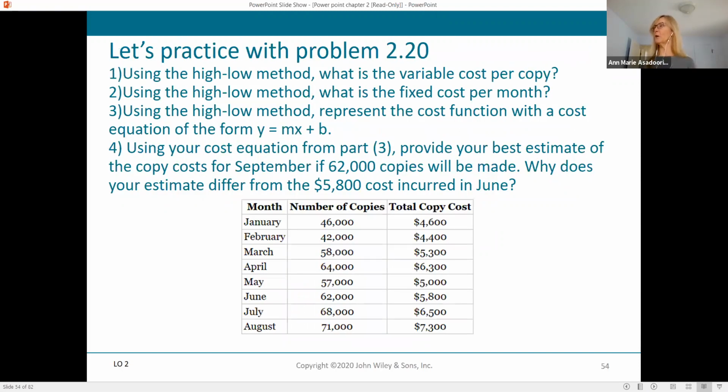Right. So since high-low is what you're going to be responsible for knowing how to do, let's just do one more problem here. So I'm going to ask you, here's the data. I'll give you a minute. You can kind of think about it as we go through, right? I'll ask you to do the calculations and then I'll show you what the answers are.